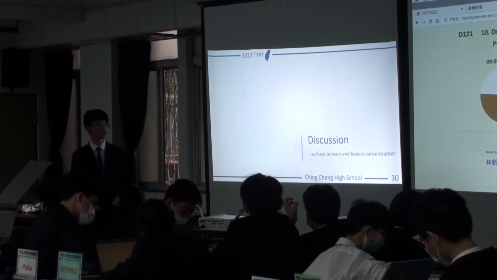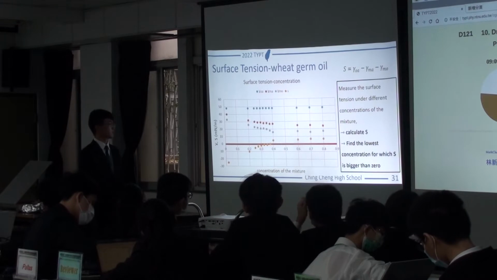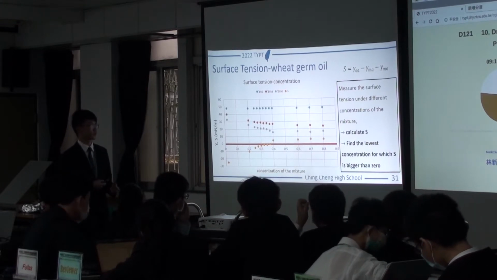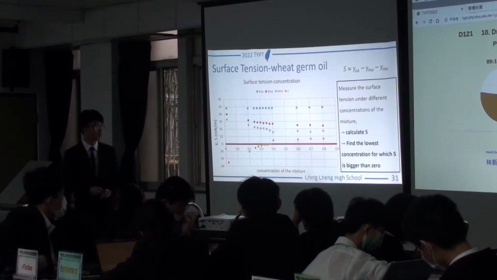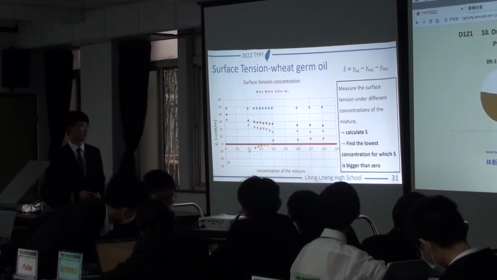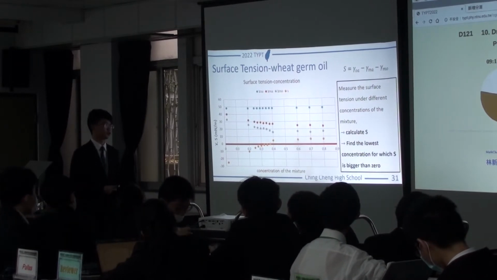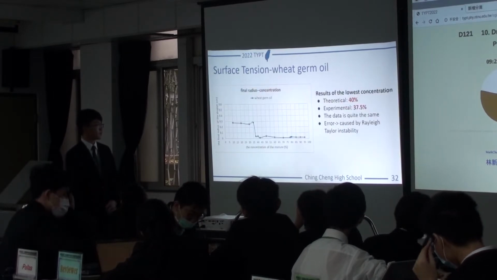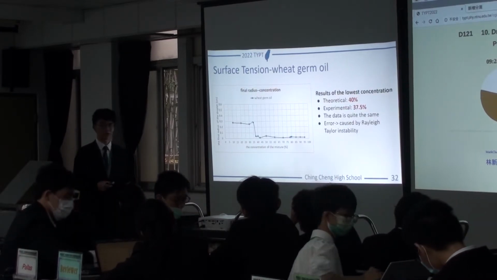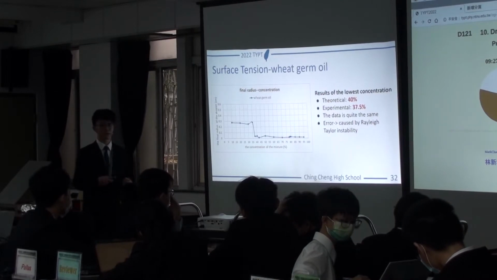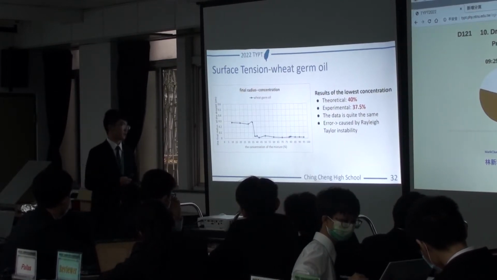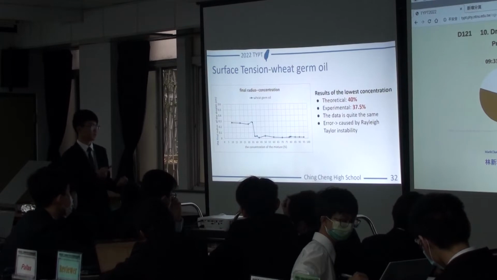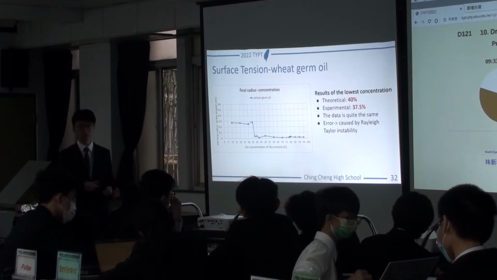Let's come to our discussion part. We measure the surface tension under different concentrations of the mixture. We can calculate S, and we will find the lowest concentration for which S is bigger than 0. Then we compare the theoretical value and the experimental value, and we find they're a little bit different, and we think that's because of the very tailored stability.